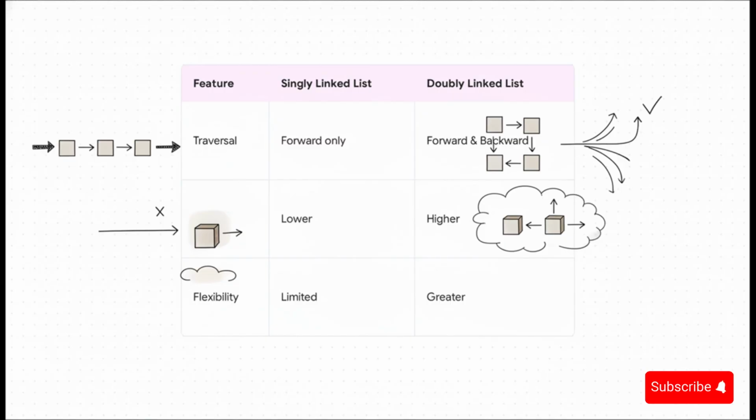Now, there's always a catch, right? The trade-off here is a little bit of memory. The extra power comes from an extra pointer in every single node, so it's a tiny bit heavier. But honestly, for things where you need to go backwards or delete stuff easily, that extra flexibility is a total game changer. Absolutely worth it.